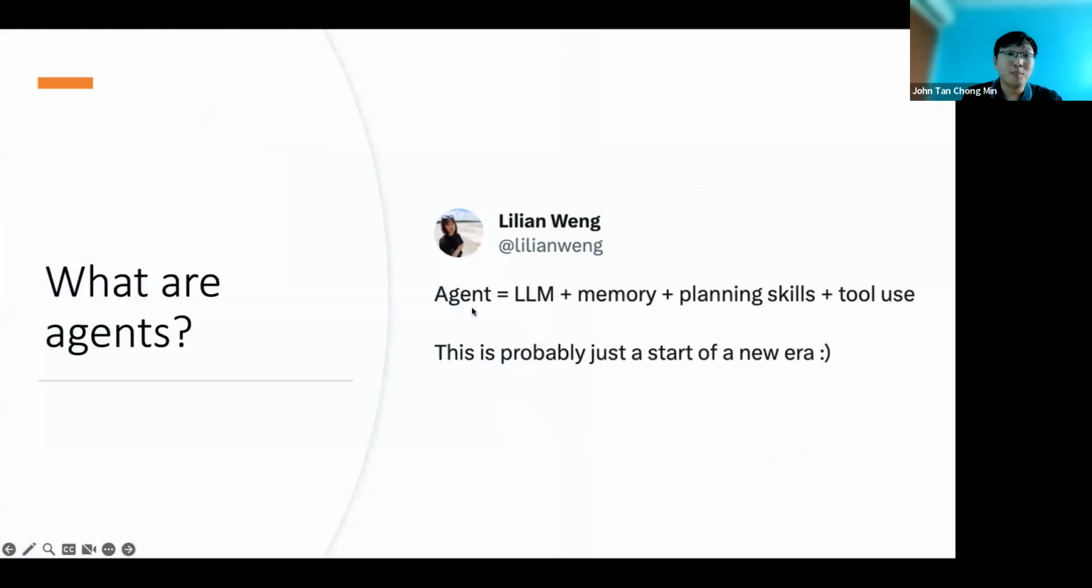Maybe the most apt definition might come from one of the safety engineers of OpenAI, Lilian Weng. She says that an agent uses a large language model as the interface, with memory to remember stuff, and with some planning skills in order to help it do more difficult tasks, like doing things step by step, and to use tools to overcome some of these limitations, like math calculations. So this is more or less what an agent is.